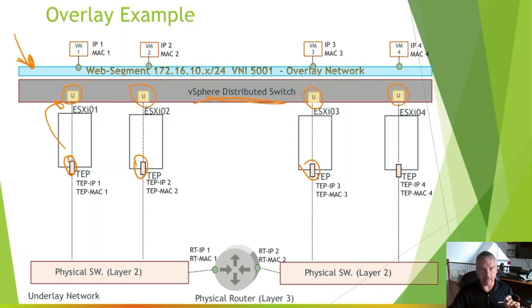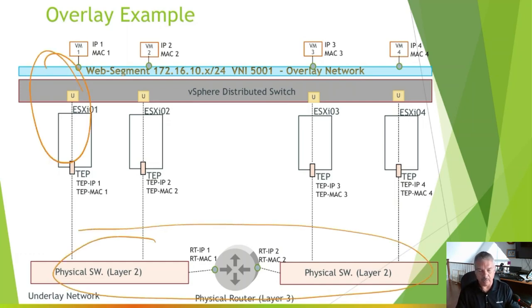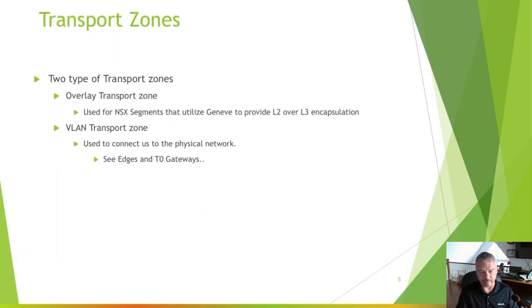So that's a real quick overview of what an overlay network is. Now, one of the requirements, since we're taking this original frame and encapsulating it, is that we're making it larger. So we need an MTU. VMware recommends today an MTU of 1700 at least, okay? You could get away with 1600, it would work, but 1700 is what they recommend. And I'll show you why when we look at the Geneve frame or header information.